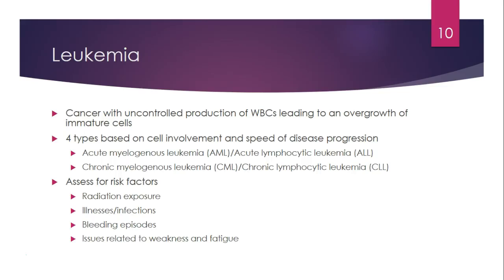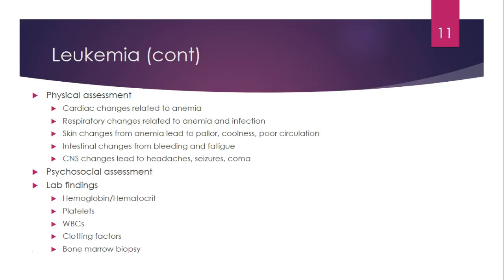We want to assess for risk factors. Have they been exposed to radiation, recent illnesses or infection, any problems with bleeding lately, or any weakness or fatigue. Physical assessment, some of the things that we might see would be cardiac changes related to anemia, so like increased heart rate, trying to compensate. Respiratory changes related to anemia as well as possible infection.